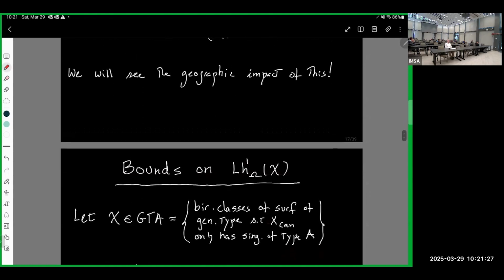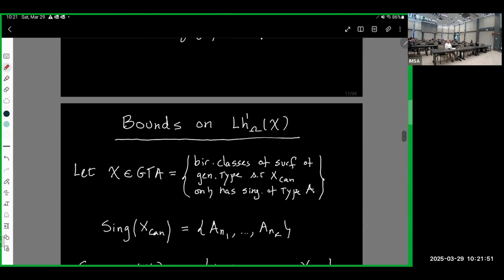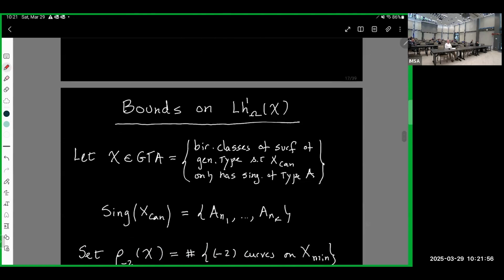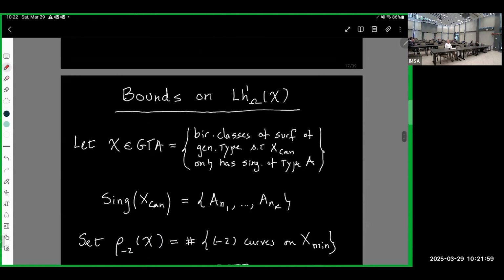Okay, so now I'm going to focus on, I think those results are probably true for all canonical models, but I can only state them for canonical models which have A_n singularities. So from now on, my class of surfaces is one for which the canonical model has only A_n singularities. Say the canonical model has k singularities, A_{n_1}, ..., A_{n_k}. Now what's important to know is that I am going to define this number, ρ minus log X. This is the number of minus 2 curves on the minimal model.